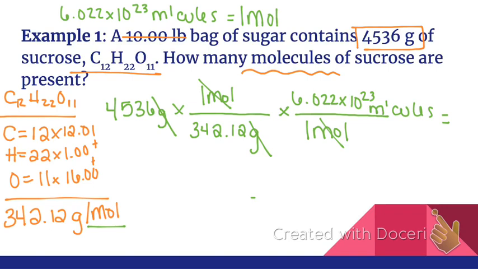And like I said, there's a second option. You can take 4,536 times Avogadro's constant, hit enter, then divide by 342.12. If you typed it incorrectly, you should get an answer of 7.98 times 10 to the 24, and that is molecules of sucrose.